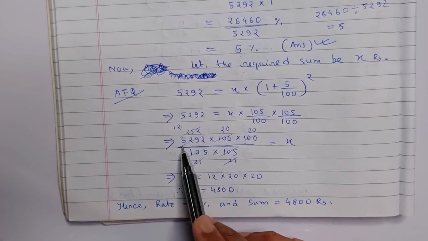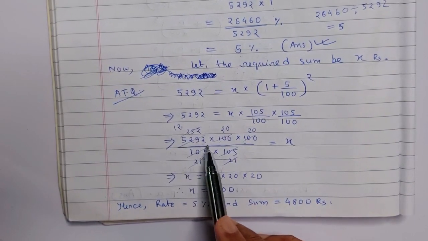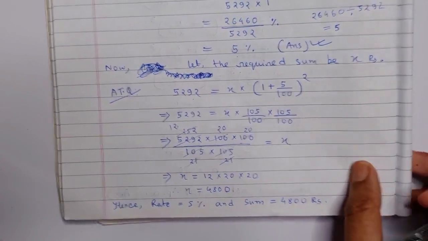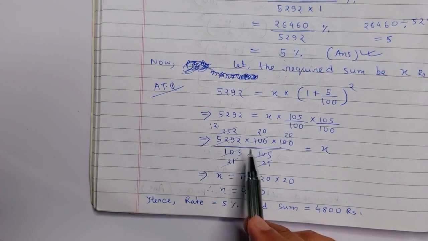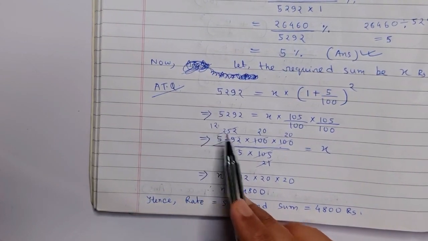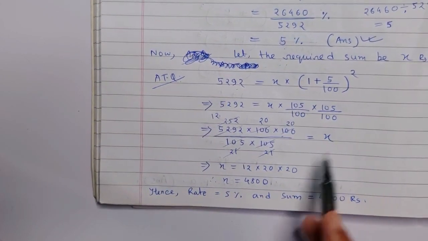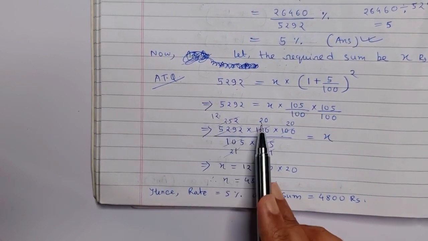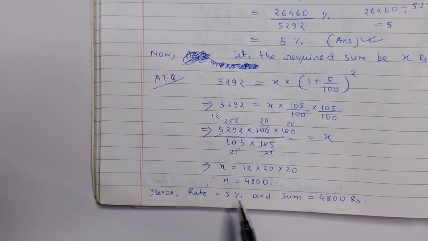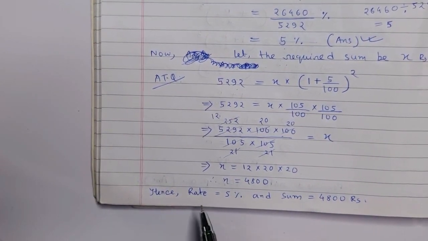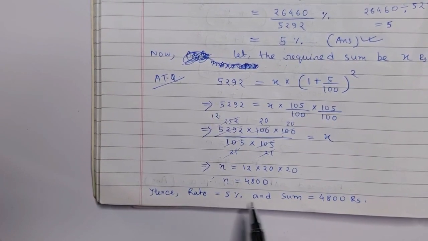Now some of you may know that 5292 is divisible by 21. That's why directly cut with 21, you will be getting the answer. On the top you will be getting 12. So the value of X is 12 into 20 into 20. If you multiply these, you will be getting X equals 4800. That's why the rate of interest is 5% and the sum is 4800 rupees.